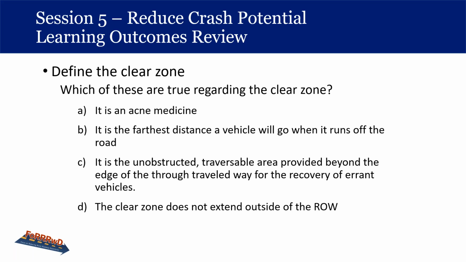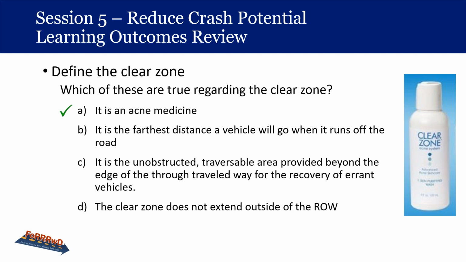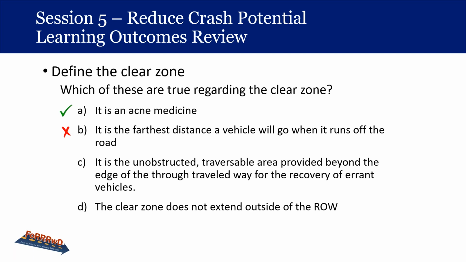So what do we got here? A lot of people are picking C, but a few people picked A, B, and D. But the majority are picking C. All right. Well, A is actually true. See, I got a picture of it there on the right. B is not the case. And then C, that is true. That's the definition of clear zone.